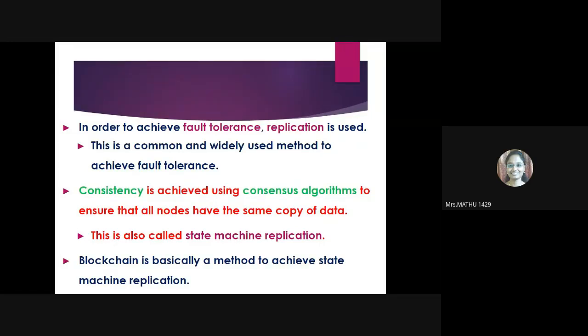So we will see the concept of consensus. That means they all should agree upon something. How are they agreeing upon a certain thing, what is the mechanism used to communicate between the nodes, how the coordination is done. All these will come in the consensus algorithms.